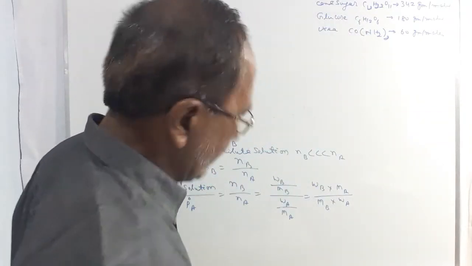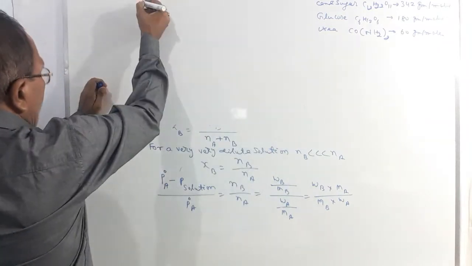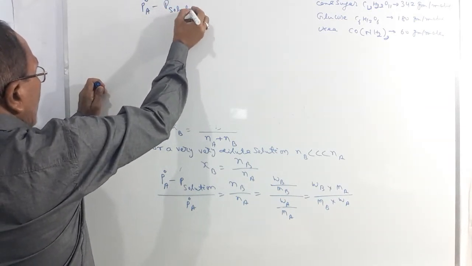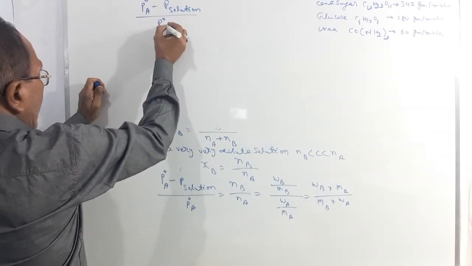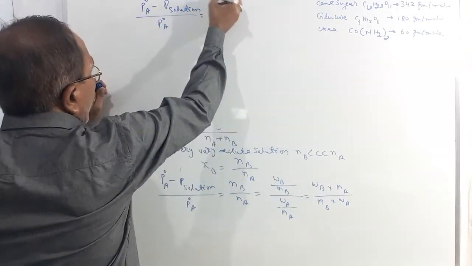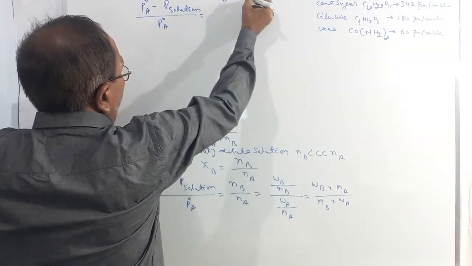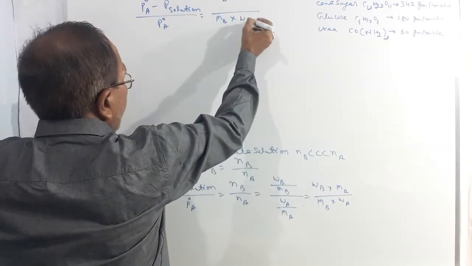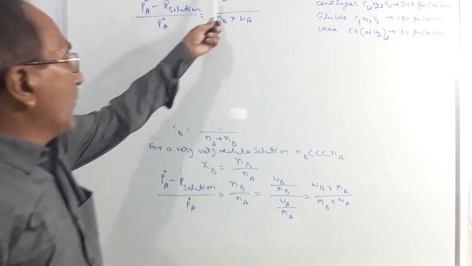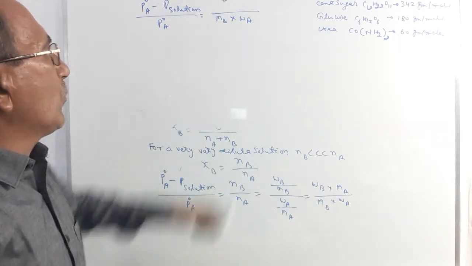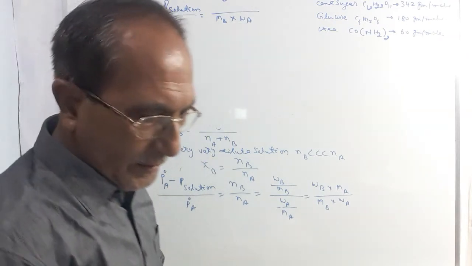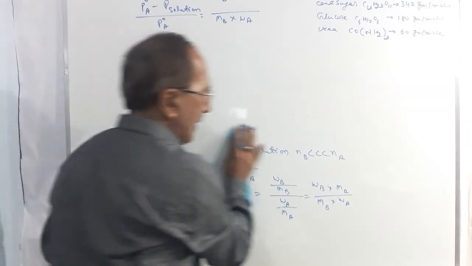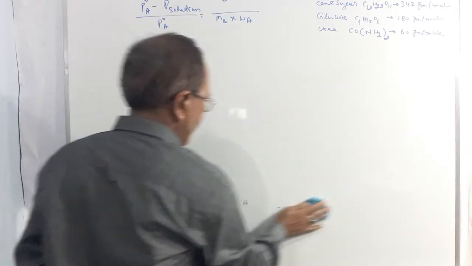So the formula is relative lowering of vapor pressure, (P naught A minus P solution) divided by P naught A, is equal to WB into MA divided by MB into WA, where WB means weight of solute, MB molecular weight of solute, WA mass of solvent, MA molecular weight of the solvent. And now you take some question.